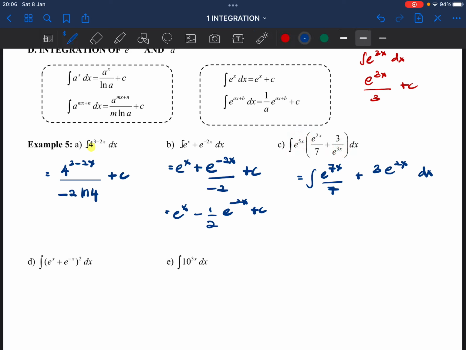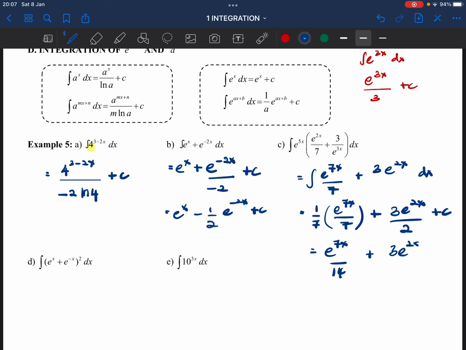Okay, so now we can integrate exponent, salin balik, or we can just take out the constant here. So that will be e^(7x) over 7. Okay, salin balik, bukan tambah the power. Okay, this is not x, this is exponent, so just salin sahaja balik. So here we have 3e^(2x) divided by 2 plus c. So that means we will have e^(7x) over 14 plus 3e^(2x) over 2 plus c. Okay, sorry, 7 times 7 ialah 49. Terima kasih siapa yang perasan.